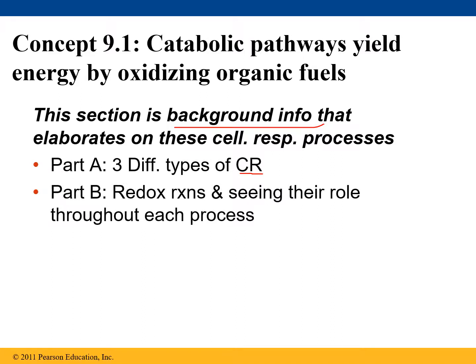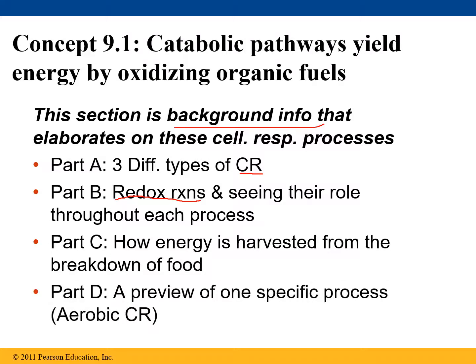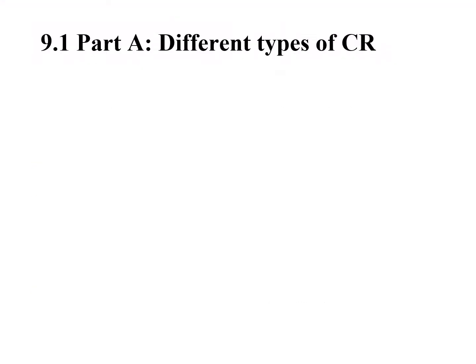Part B is looking at these things called redox reactions and seeing their role. Part C is looking at how energy is harvested from the breakdown of food, so it's kind of a preview of the process. And then part D will really get into a preview of one specific process, which is aerobic cellular respiration. All right, part A, different types of cell respiration.